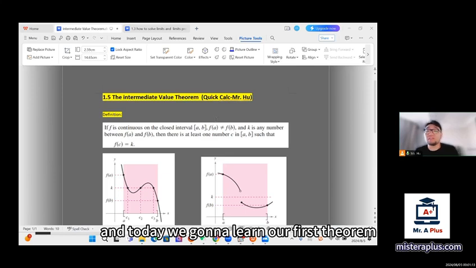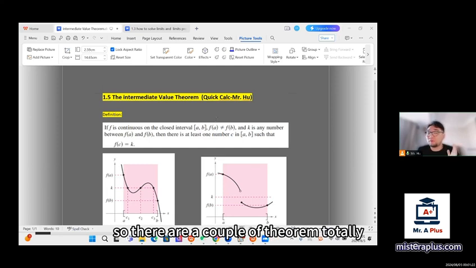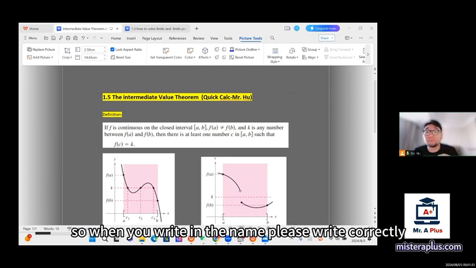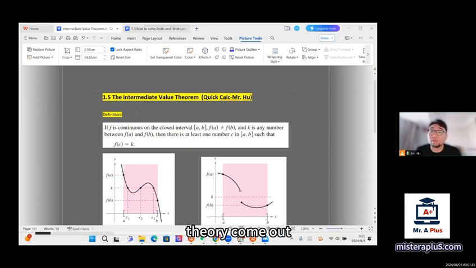And today we're going to learn our first theorem in the calculus classes, the Intermediate Value Theorem. There are a couple of theorems in total in the AP calculus classes, not many. This is one of them, and they are similar. So when you're writing the name, please write it correctly, alright? Because later you're going to have a very similar theorem come out.